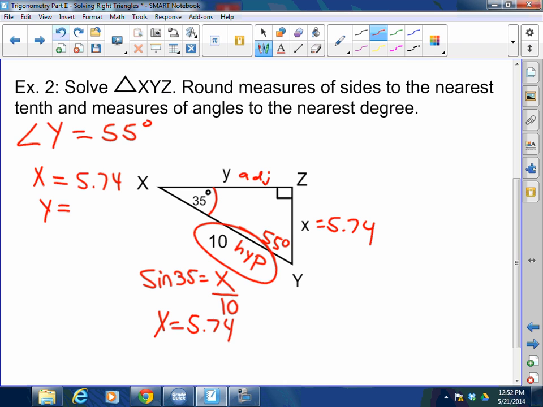At this point, guys, you could go ahead and use the Pythagorean Theorem and go 10 squared equals 5.74 squared plus y squared. But I wouldn't do that, because those numbers are ugly and nasty. Me, I'm going to use trig again. I want to solve for my y though, y'all. Who uses adjacent and hypotenuse, guys? Cosine, thank you.